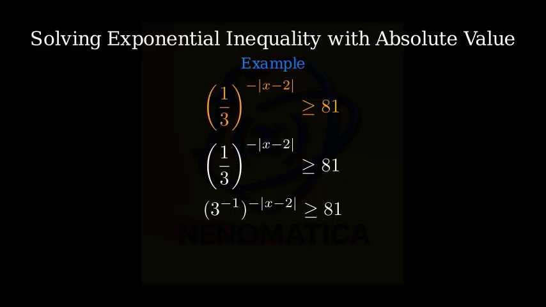Next, we'll apply the power rule for exponents, which states that when a power is raised to another power, we multiply the exponents. Since we have a negative power of a negative power, the negatives cancel out, giving us 3 raised to the absolute value of x minus 2 is greater than or equal to 81. We also note that 3 is greater than 1, which will be important for determining the direction of the inequality.